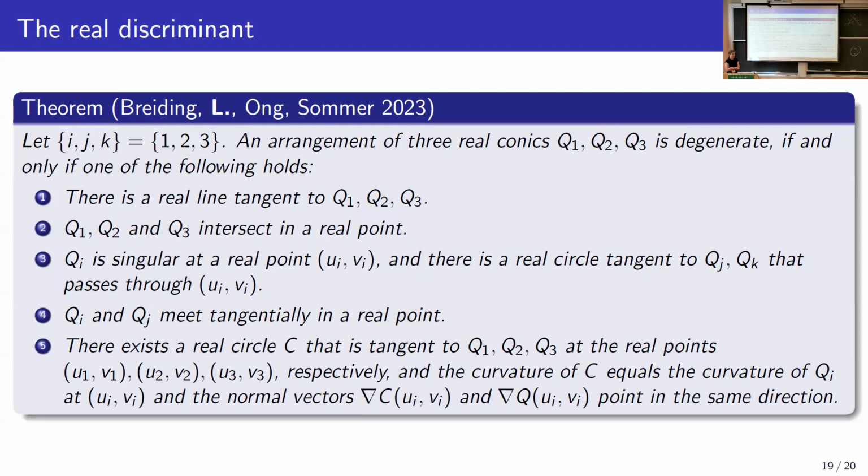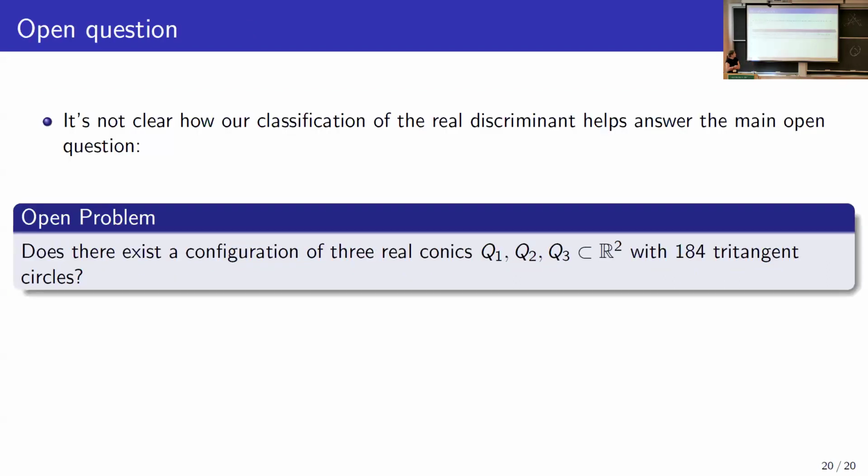So, okay, let me just sum up and say, yeah, we did it, and that's very nice. But it's still not at all clear how this helps us answer this main open question. This is really the main point of this shorter talk, but longer open problem presentation: does there exist a configuration of 3 real conics with 184 tritangent circles? Or also, can you prove that no such configuration exists? Can you prove that 136 is the maximum, or can you prove that there just has to be less than 182? I think that would still be just as interesting in some sense.